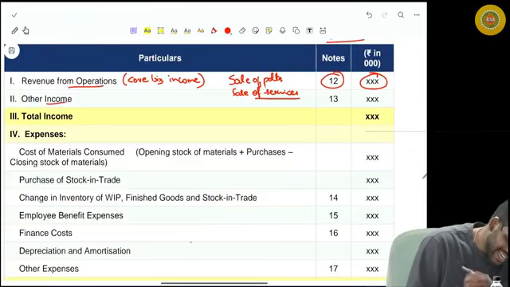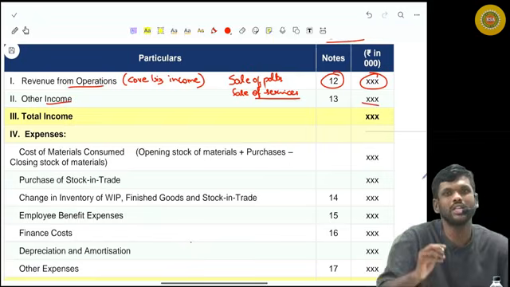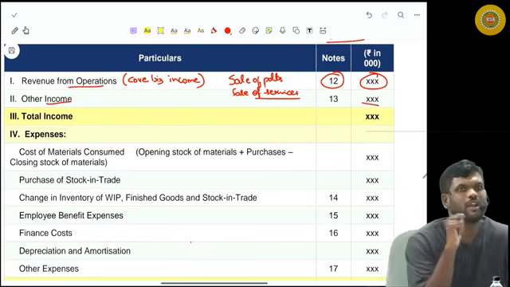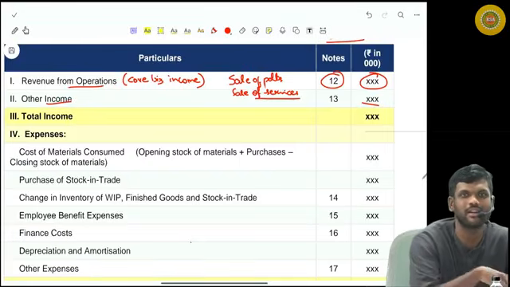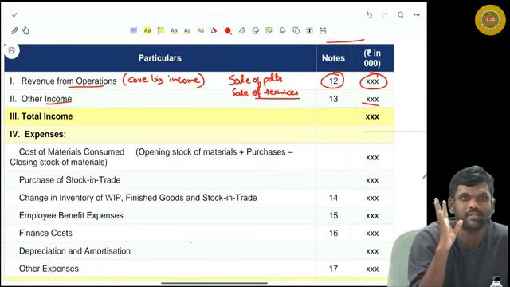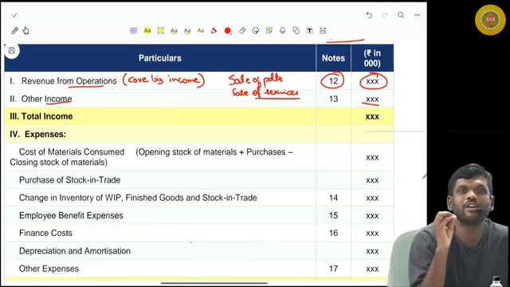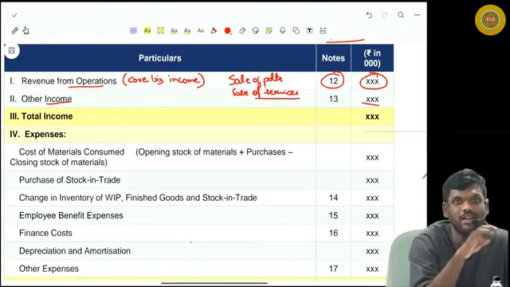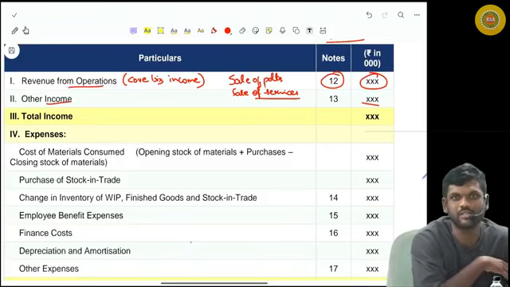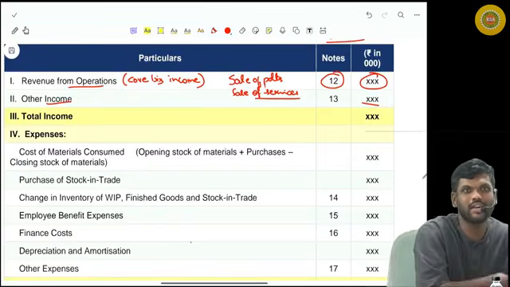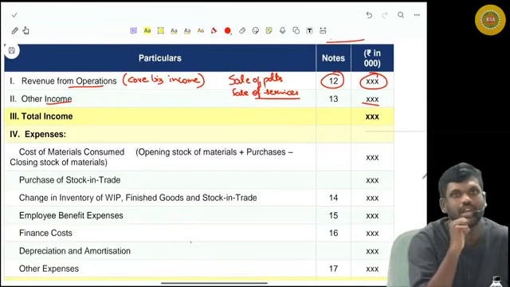Then other income: all the incomes other than from your core operations. Sir, you tell me any examples, sir, what can come in other income? The best, simple example is profit on sale of PPE. Because selling PPE is not your core business. That cannot come under revenue from operations. That will come under other income, like this profit on sale of PPE.